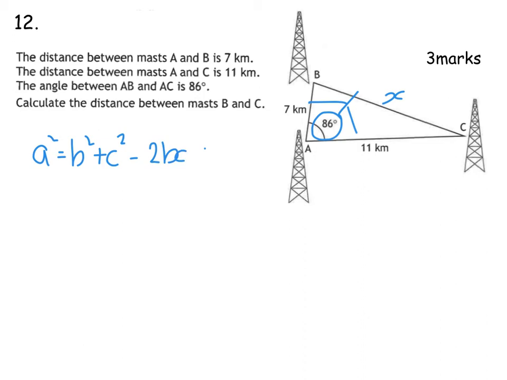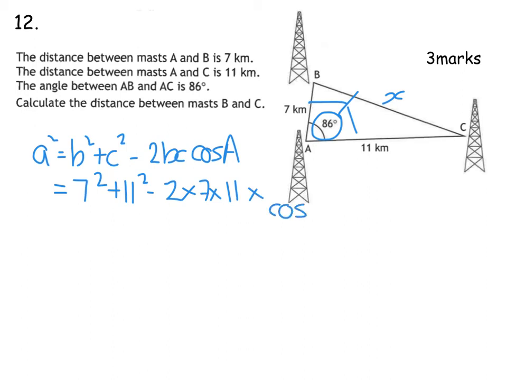Take away 2bc cos a. And then you substitute in those numbers, so you've got 7 squared plus 11 squared. Doesn't matter which way round they go. Take away 2 times 7 times 11 times cos of 86. Type that all in one go in your calculator, okay?